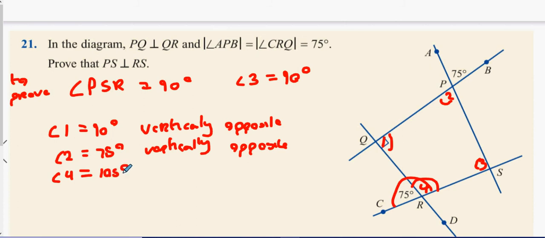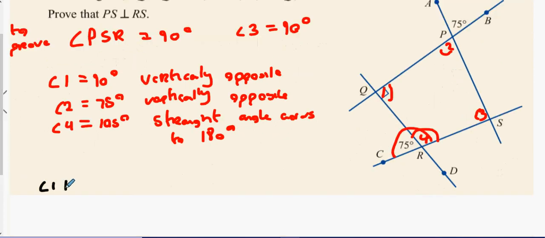Reason being, angles on a straight line add up to 180 degrees. Now finally, all four angles added together, so angle 1 plus angle 2 plus angle 3 plus angle 4 has to equal 360 degrees.